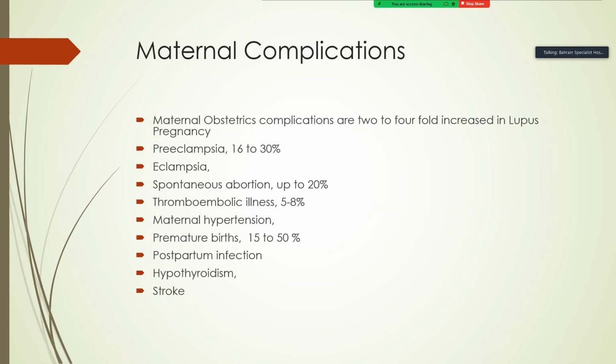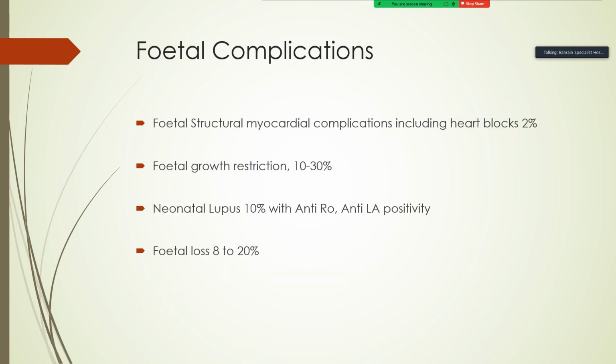Now, a few of the maternal complications which a mother can have if she has SLE. So the maternal complications are usually 2 to 4-fold more in the lupus pregnancy. It includes preeclampsia, 16 to 30%, and eclampsia. There can be spontaneous abortion in up to 20% of cases, thromboembolic illness, maternal hypertension, premature births, which is the highest, 15 to 50%, then postpartum infection, hypothyroidism, and stroke.